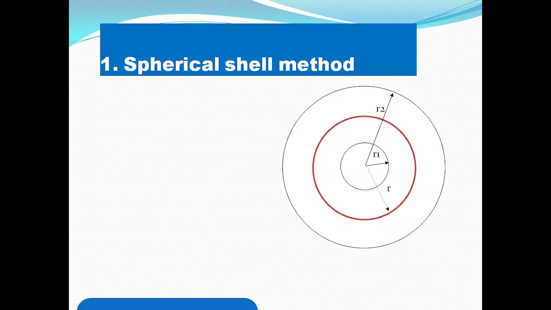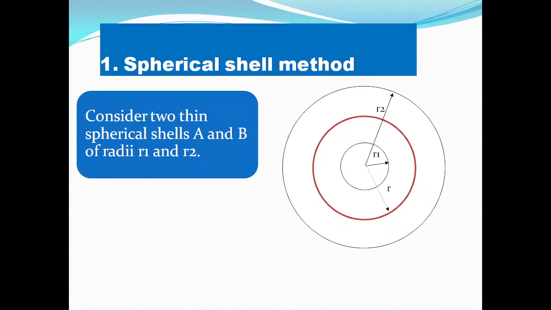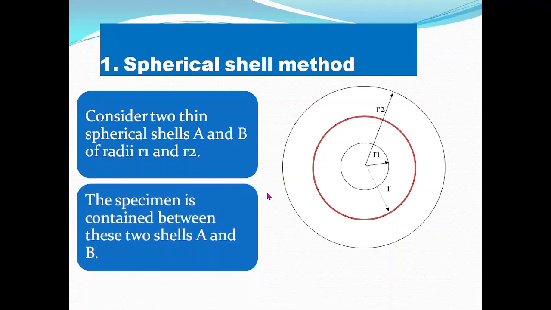For that purpose, let us consider two thin spherical shells. This one is A and this one is B. Shell A has radius equal to R1. Shell B has radius equal to R2. And this red color is the specimen contained between these two shells A and B.